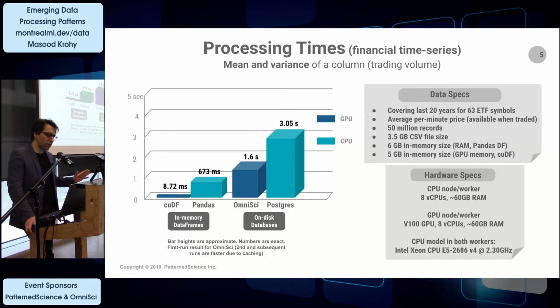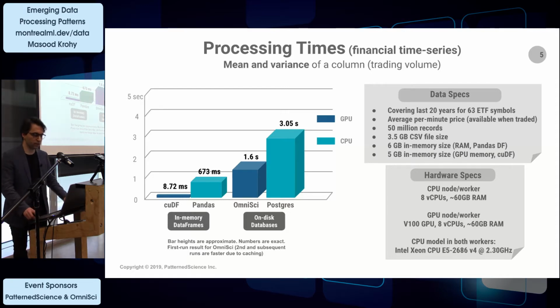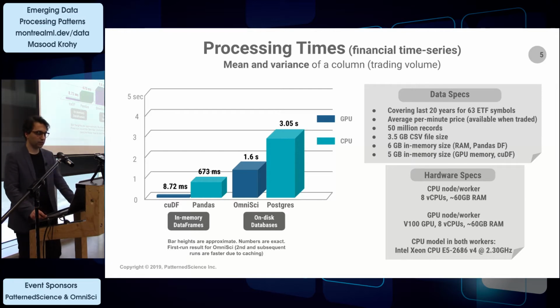All in all, we're looking at about 50 million records here, rows of data, which in terms of CSV files comes down to about 3.5 gigabytes. When we load it up into Pandas, it's going to take about 6 gigabytes in memory, in system RAM. And when you load it up into a GPU data frame, it's going to take up about 5 gigabytes in the GPU memory. So that is the memory footprint. The second data set is going to be the LiDAR data, and I'll explain that when we get to that part. So this is the first data set, the first benchmark, which is the financial time series.